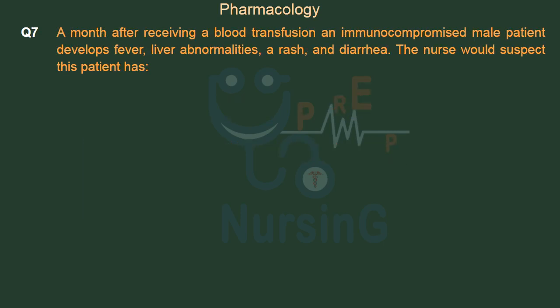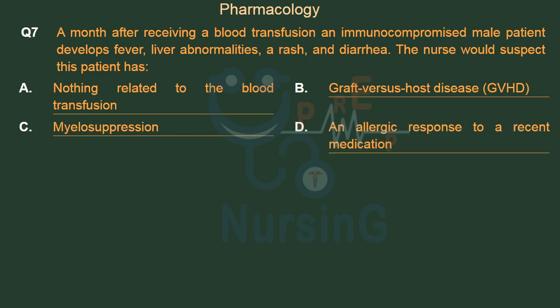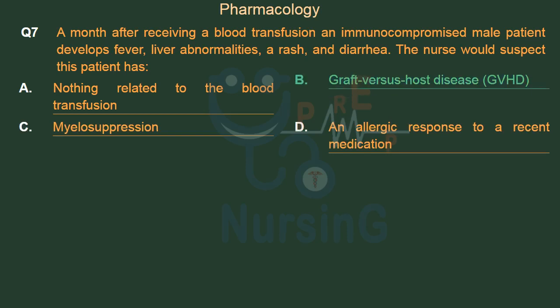A month after receiving a blood transfusion, an immunocompromised male patient develops fever, liver abnormalities, a rash, and diarrhea. The nurse would suspect this patient has: Option A. Nothing related to the blood transfusion. Option B. Graft versus host disease, GVHD. Option C. Myelosuppression. Option D. An allergic response to a recent medication. Right answer is option B.